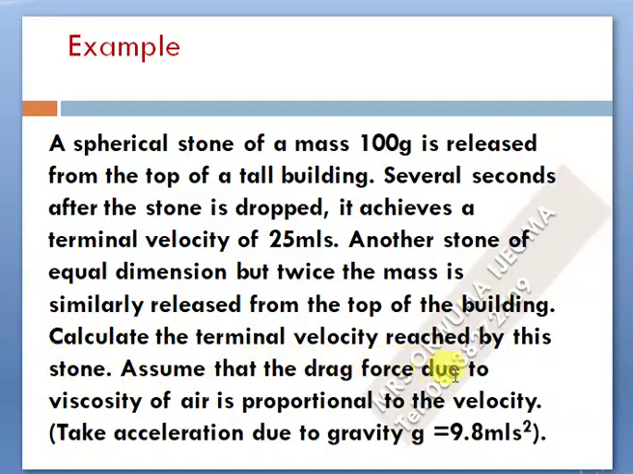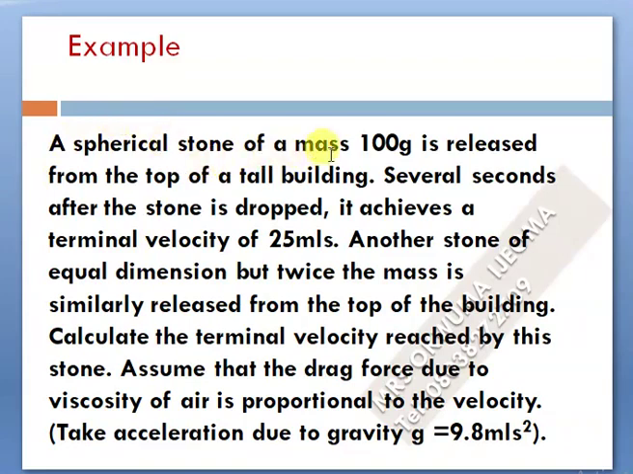Assume that the drag force due to viscosity of air is proportional to what? Velocity. As I've explained before, as the speed of the stone is increasing, the viscous force or the viscous drag equally increases. So you can see it here. You assume that this viscous drag is proportional to the velocity of the stone. Now you are given the acceleration due to gravity to be how many? 9.8 meters per second squared. That is a constant value.